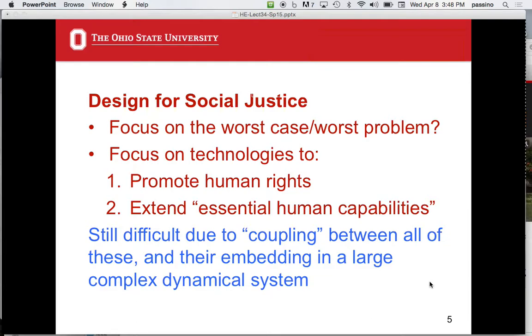Okay, but there's coupling between all of these, and in promoting human rights, sometimes something can happen that you didn't expect. I mean, this water, who would think that a water pump would promote women's rights? Right? Who would think? But it actually comes back, and remember our early discussion about discrimination. We said, can technology end discrimination? We said, nah, probably not.